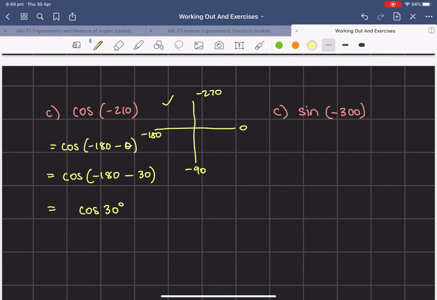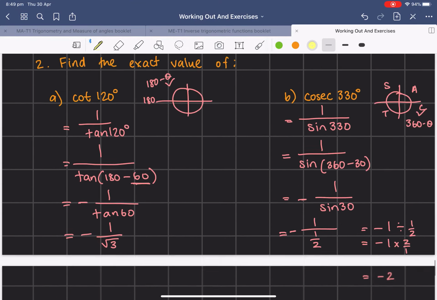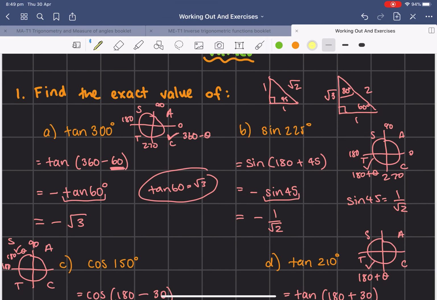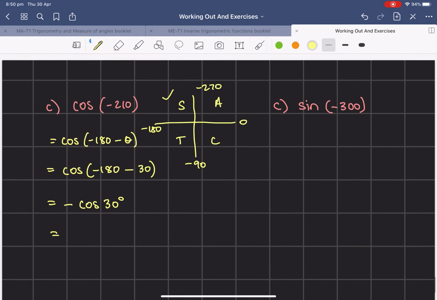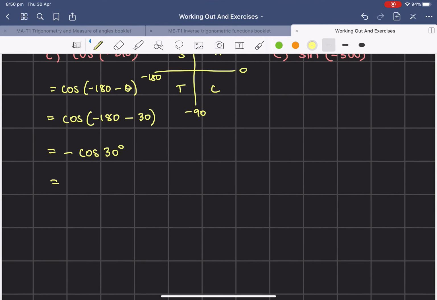But is cos positive or negative in this quadrant with our all stations to central? Cos is negative, so it's going to be negative cos 30. And again, looking back at our exact ratios, cos 30, adjacent over hypotenuse, root 3 on 2. So we've got negative root 3 on 2.